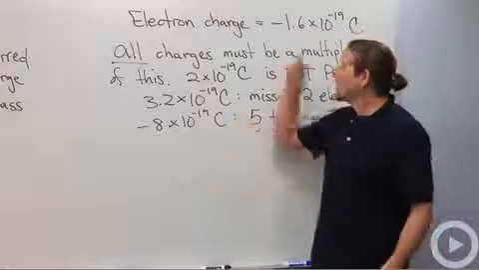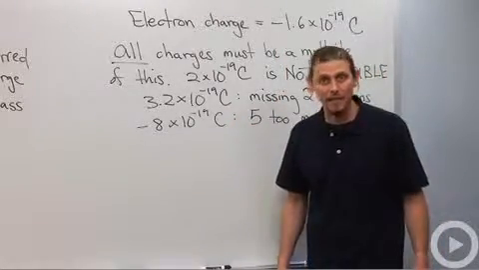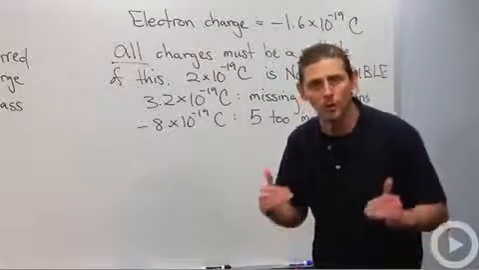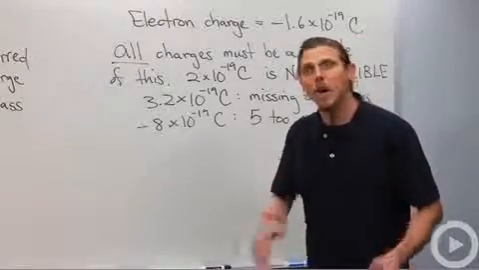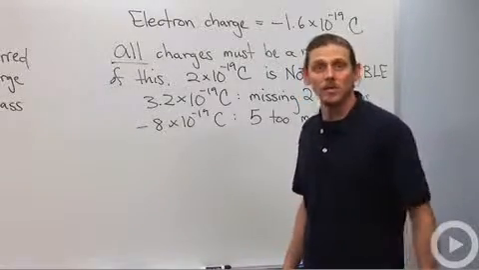You should always remember 1.6 times 10 to the minus 19, and every charge has to be a multiple of that. If it's not a multiple of that, it's not possible. And that's electrons and quantization.